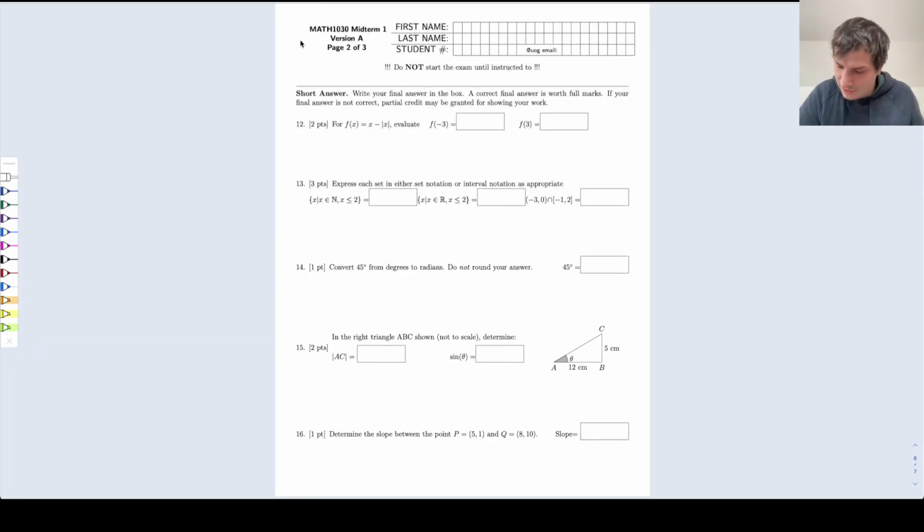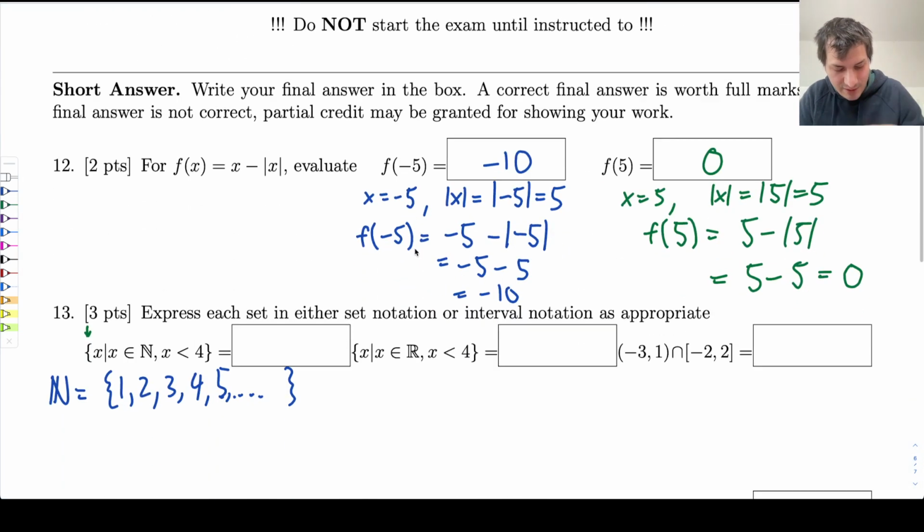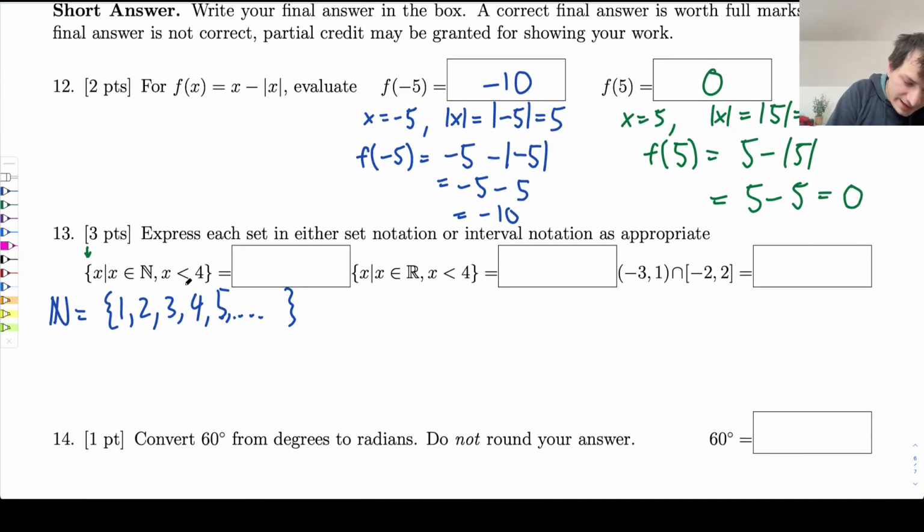Okay, here we go. Give me all the natural numbers that are less than 4. Which numbers are less than 4? Well, it's 1, 2, 3. So the answer to this question is 1, 2, 3 as a set with curly brackets: all the numbers that are less than 4 and also a natural number.